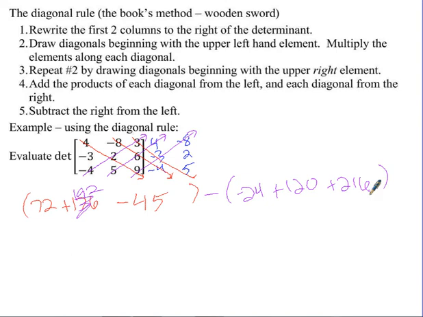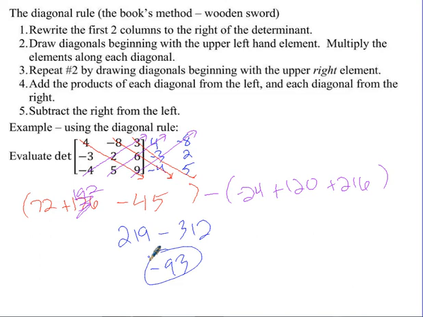So now we add these things together. We have 72 plus 192 minus 45. That is 219. Minus negative 24 plus 120 plus 216 is 312. 219 minus 312 is negative 93. So there's your answer. That's the determinant for that 3x3 matrix.